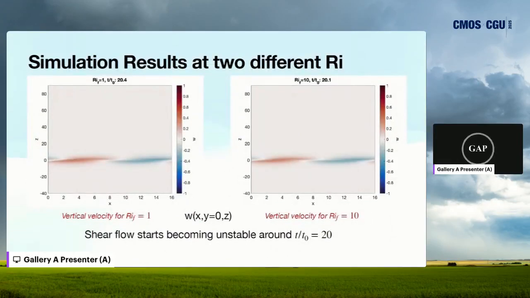So what does this look like? Initially, we have the shear flow start to become unstable around t over t naught equal to 20. That means the vertical velocity. So we have on the left the vertical velocity for a final Richardson number of 1, and on the right, a final Richardson number of 10. The fact that these look the same is good because, as I discussed, the stratification hasn't actually started yet.